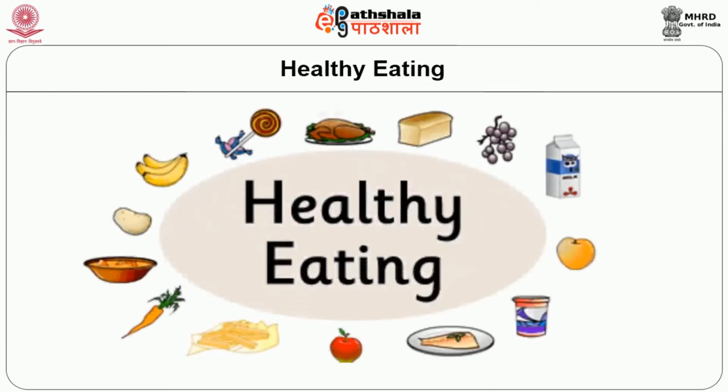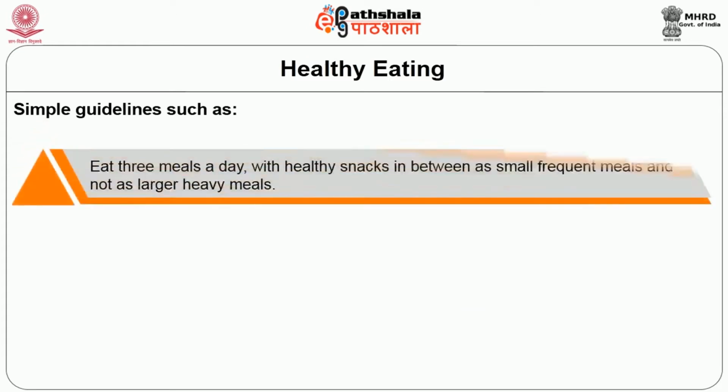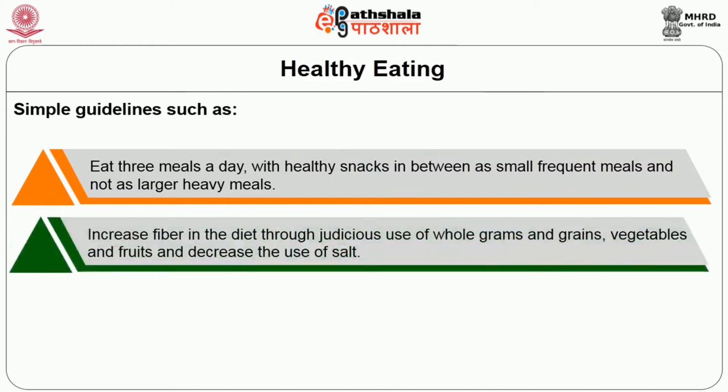Eating healthy is an important part of a healthy lifestyle and is something that should be taught at a very younger age. Simple guidelines that we should always remember are to eat 3 meals a day with healthy snacks in between, and also to consume small frequent meals and not larger heavier meals. Also, we should concentrate on the fiber in the diet through judicious use of whole grains, grains, vegetables, fruits, and also be cautious to decrease the use of salt.